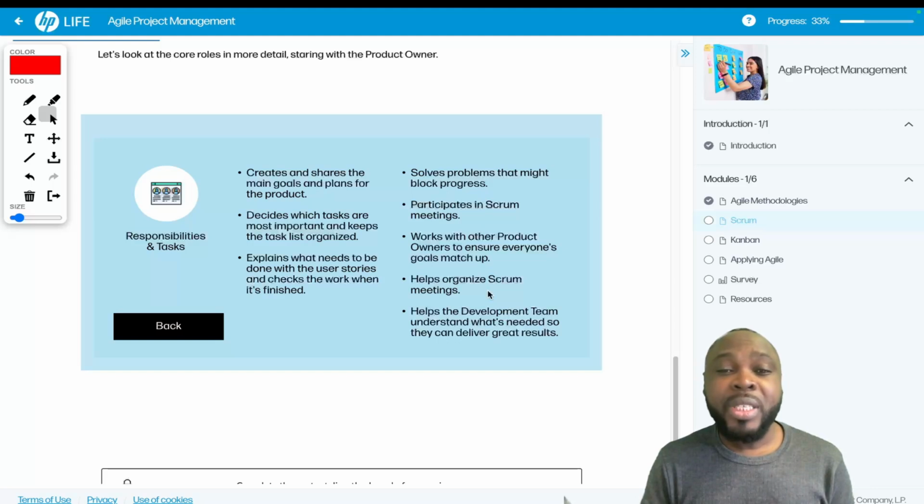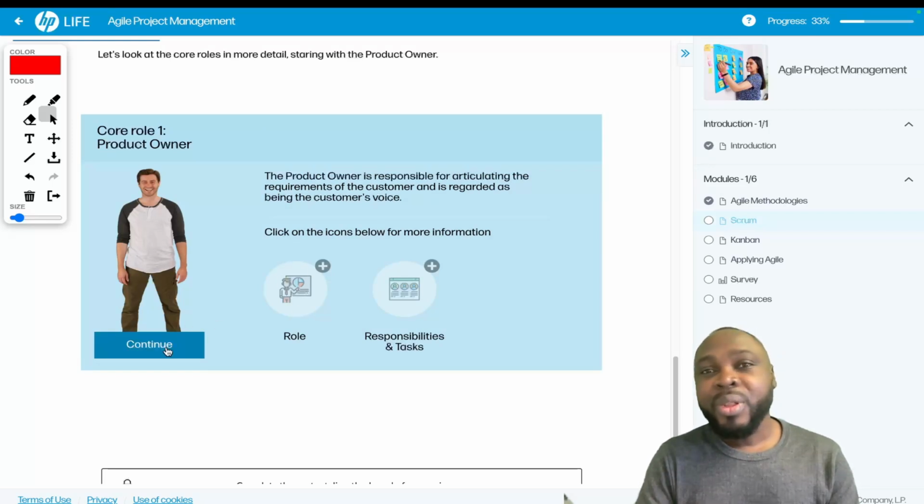He or she helps the development team understand what's needed so they can deliver great results. Sometimes whilst developing, developers might encounter some issues that may take their focus off what is to be delivered. So this person comes in because he or she speaks to the customer directly. He or she interacts with the customer directly. So he comes back and makes clarification so that the development team can get back on track and make sure that value is being delivered. So that is that for the product owner.